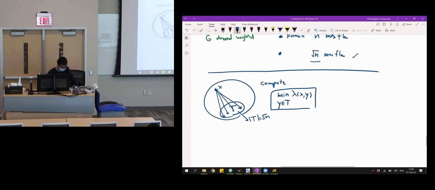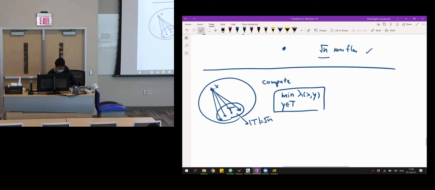So T max flow is enough, but anything which is not trivial is not known for this. When T is small enough, like log root n, we don't know how to get anything better than just T max flow. So this is an open problem.